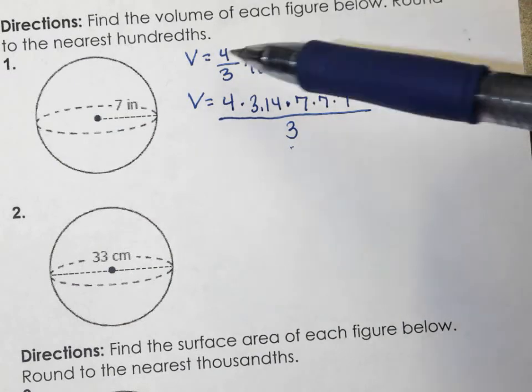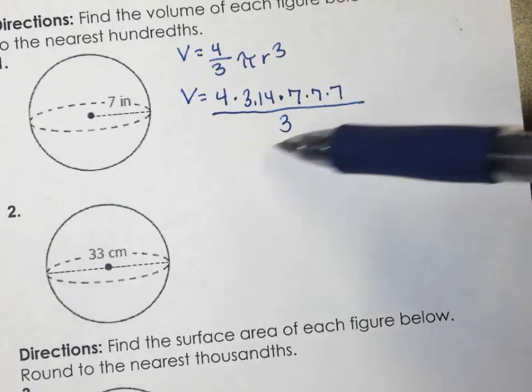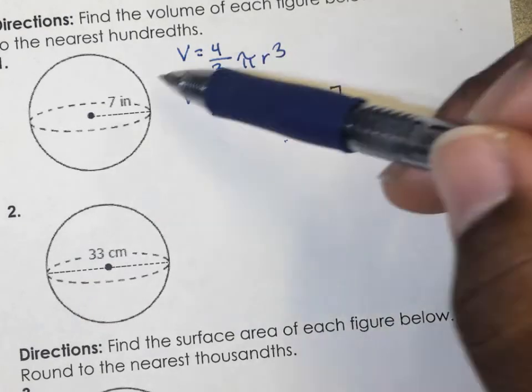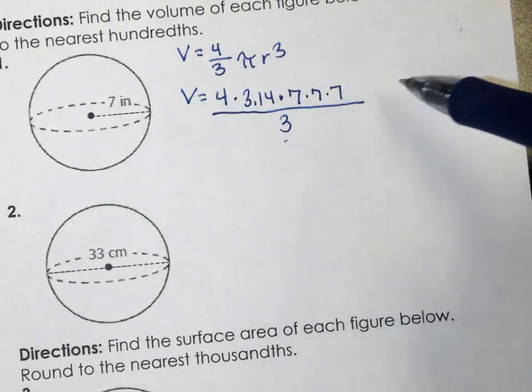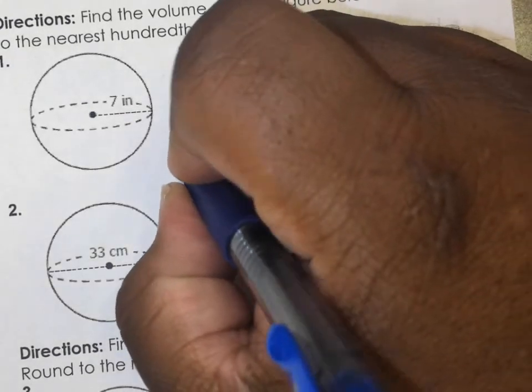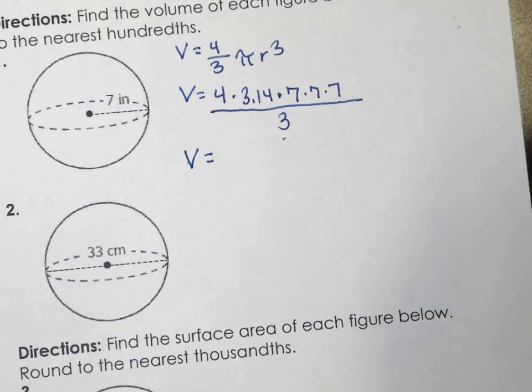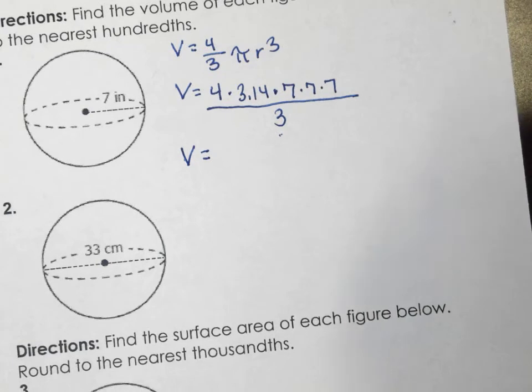Now, one other thing is like, can I just do 4 divided by 3 first? Yeah, you sure can if you want. Do 4 divided by 3, and then you can do all that if you want. But I just do it this way. 4 times everything on top, then divide by 3 on the bottom. Either way, you should get the right answer. We round it to the nearest hundredths. I'm moving fast, so whenever you get it, you can spit it out.